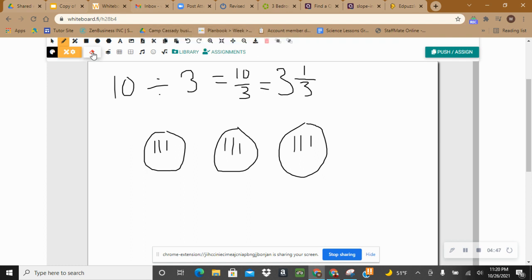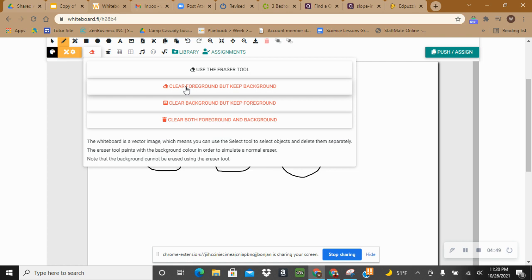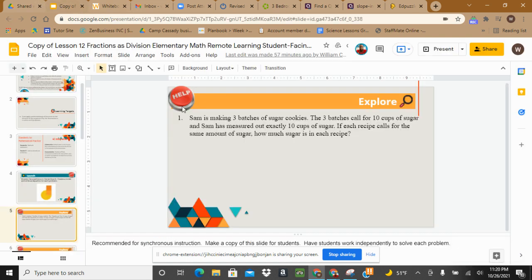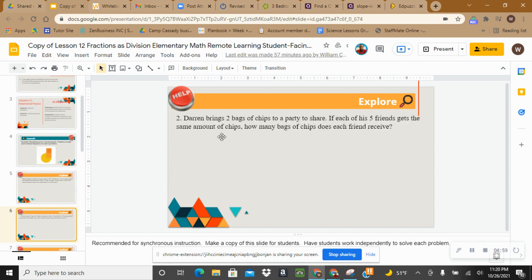Okay. So I'm going to clear that out. And remember, you can watch the video over and over until you understand it. Okay. So next is number 2. Darren brings 2 bags of chips to a party to share. So I'm sharing the bags of chips. If each of his 5 friends gets the same amount of chips, how many bags of chips does each friend have? So I'm circling 2 and 5. So how many bags? So I'm splitting up the bags, and it tells me up here I'm sharing the 2 bags. So let's come over here.